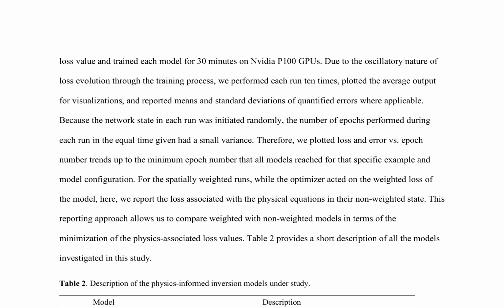The researchers trained each model for 30 minutes on NVIDIA P100 GPUs, evaluating the loss value and performing each run 10 times to account for the oscillatory nature of loss evolution during training. The network state was initiated randomly, resulting in a small variance in the number of epochs performed during each run. To compare weighted and non-weighted models, the loss associated with the physical equations in their non-weighted state was reported.